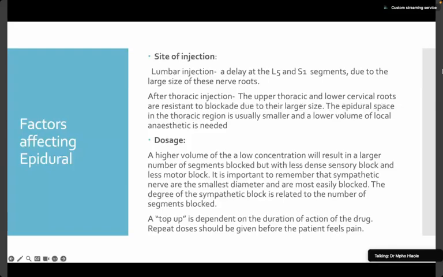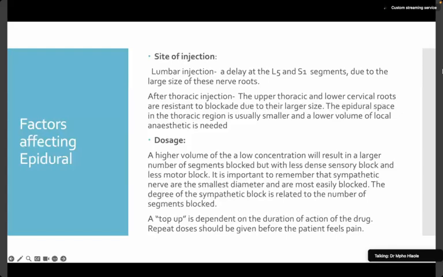So if you are giving it at T5, you want it to go to T8, T9. But if you're only giving like, I don't know, 20 mils or 10 mils, it's probably going to cover less than what you want. So you need to be aware of that. You need to give a higher volume.